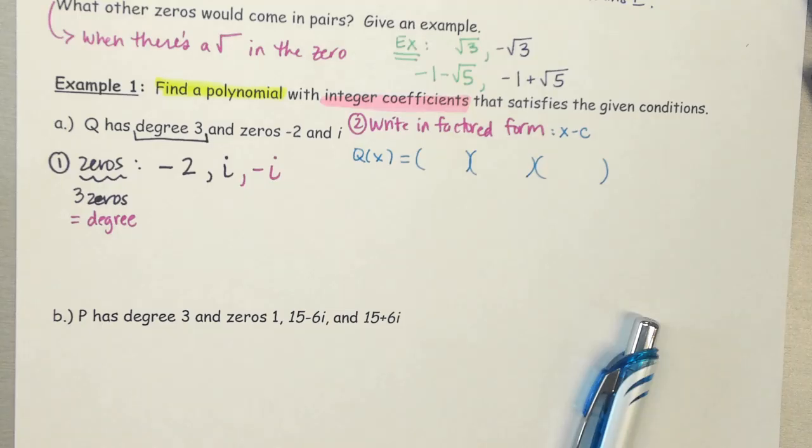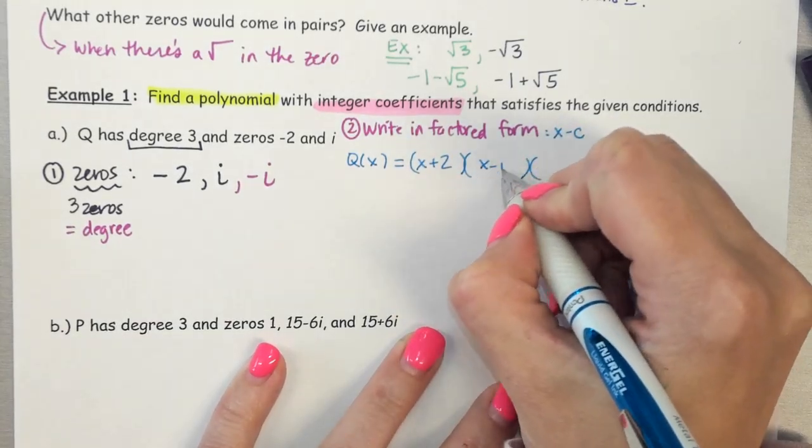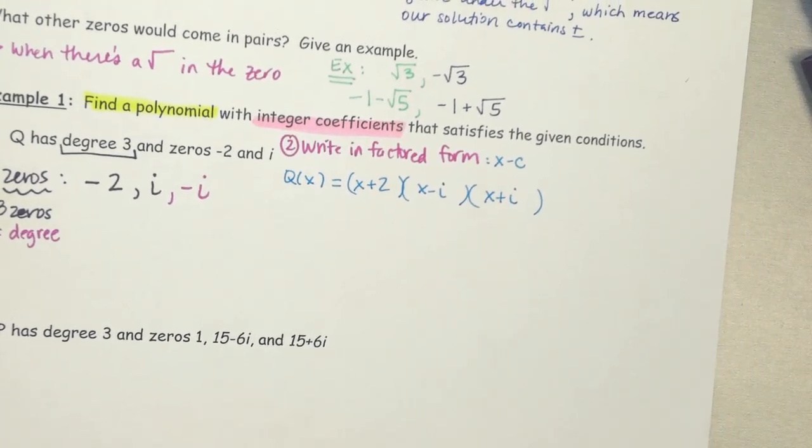Okay, so for -2, you should have x plus 2. For i, you should have x minus i. And then for -i, minus a negative is going to be plus. So x minus i, x plus i. Okay, and then your third step is going to be to multiply these out.